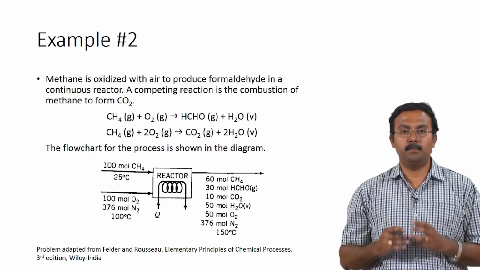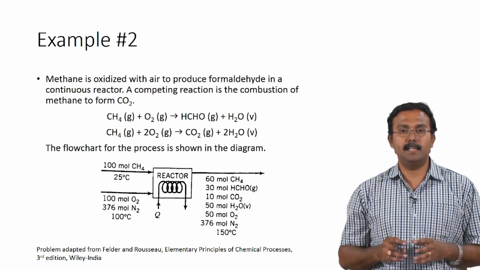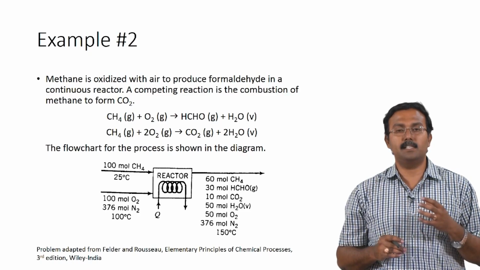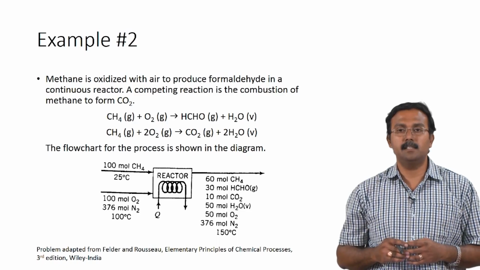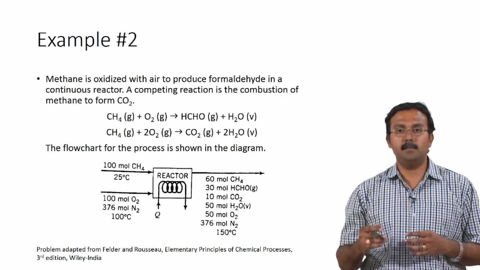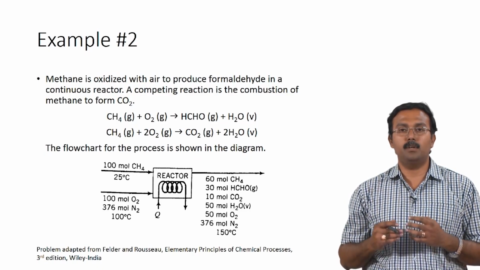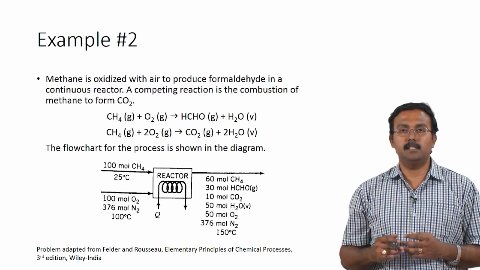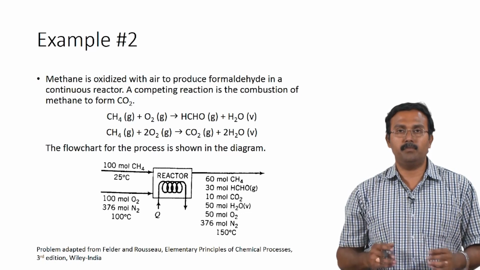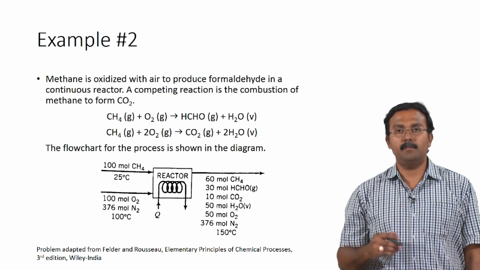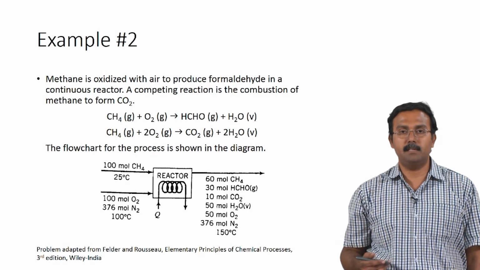The flow chart for the process is given, and you have all the flow rates given. 100 moles of methane is entering, along with 100 moles of oxygen and 376 moles of nitrogen entering at 100 degrees Celsius. You have unreacted methane, formaldehyde produced, carbon dioxide produced, water vapor produced, unreacted oxygen and nitrogen, all leaving at 150 degrees Celsius. So, you have all the information to perform the problem. You do not have the heat of reaction and you have multiple reactions, so you would prefer to use the heat of formation method.